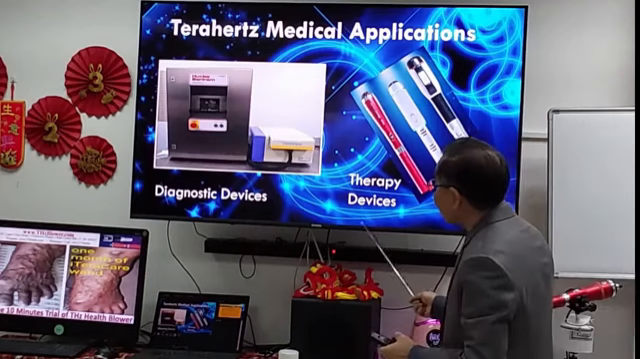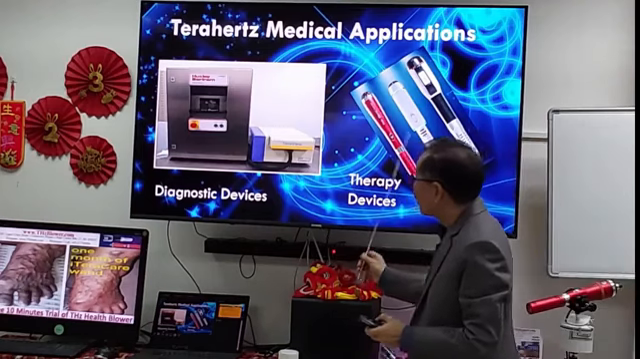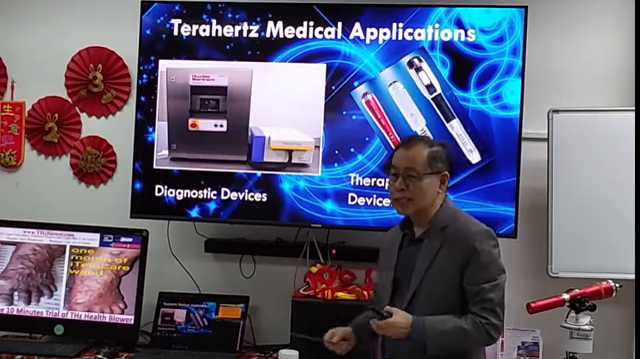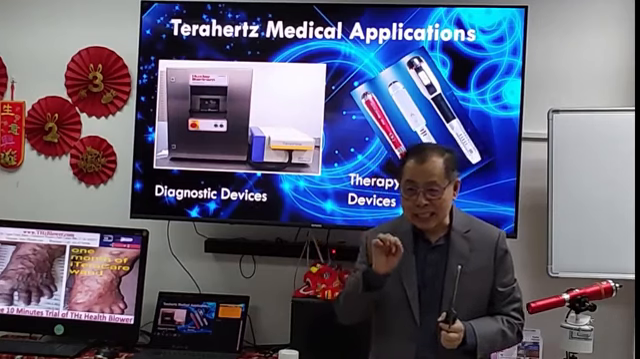So medically, there are two applications. One is diagnosis. Terahertz can actually detect things, as I said.